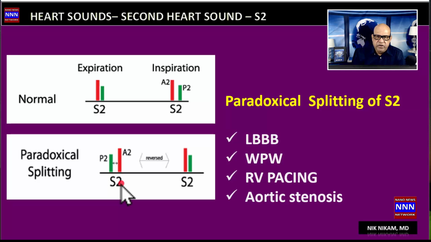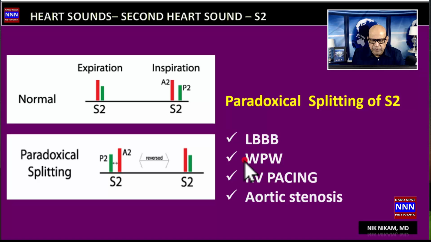Anything that delays the left ventricular ejection phase, left ventricular activation, leads to paradoxical splitting. I want you to memorize the concept. Anything that delays the left ventricular activation. What can delay the left ventricular activation? A typical case would be a right ventricular single chamber pacemaker, or if you have a left bundle branch block where the activation of the left ventricle is considerably delayed, maybe like 100 to 120 milliseconds.